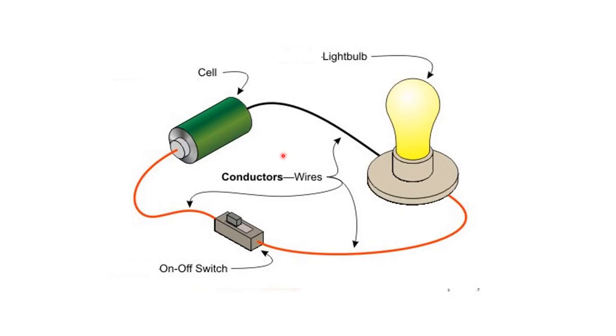Students, this is our setup to perform this activity. The cell will act as a source of energy. It is connected with bulb and switch. The wires which are connecting all these components are made up of conductors. So, they are also known as conducting wires.